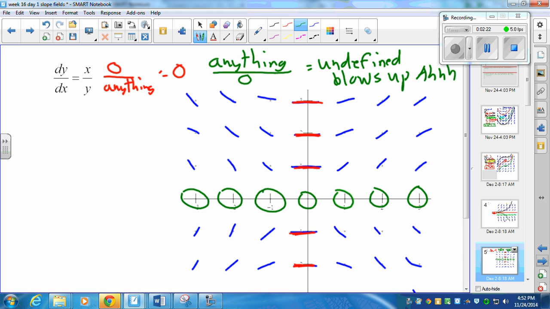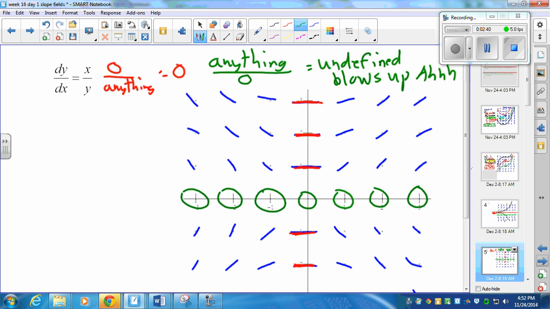So notice I didn't put any blue tick marks there yet because I don't know what to do with it. We've always said all through life that a fraction where 0 is in the bottom is undefined. Your calculator says it. It blows up in your face. You're going, what do I do? I don't know. How do I do this?